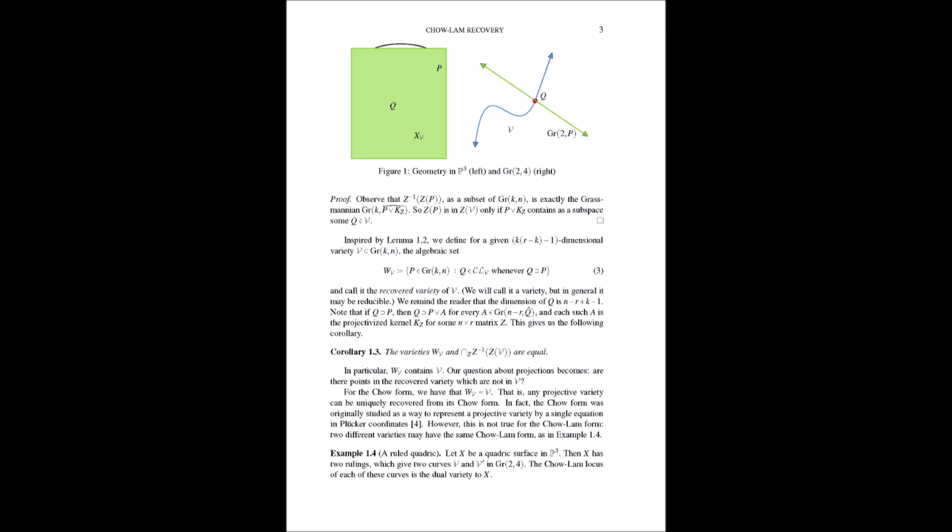Exactly. But for threefolds, they analyze a specific scenario where the threefold is obtained by intersecting GR25 with 3 generic hyperplanes. And in this case, they prove that the Chow Lam recovery is indeed perfect. Yes. They use the geometry of Fano threefolds and some clever dimension arguments to show that there are no extra components in this scenario. So the Chow Lam recovery behaves differently depending on the specific type of threefold we're considering.